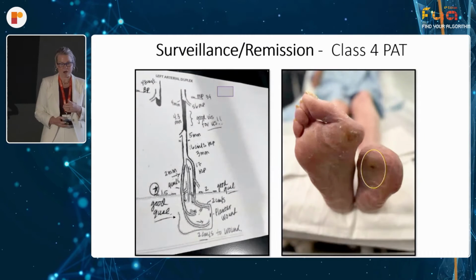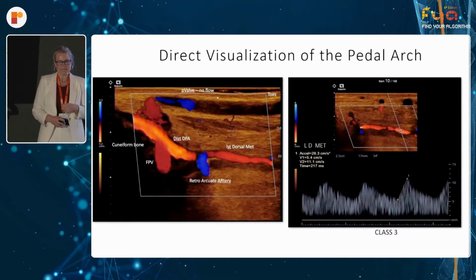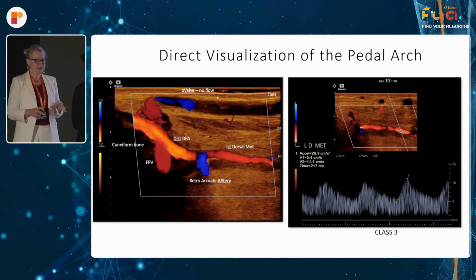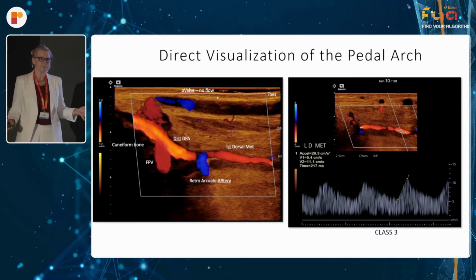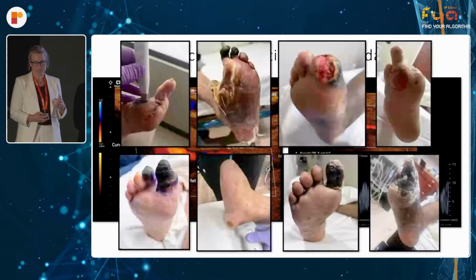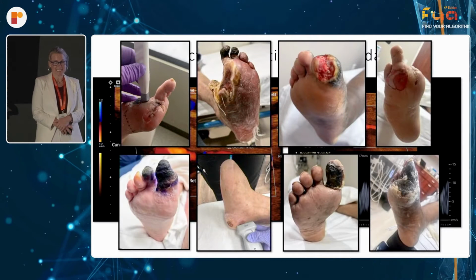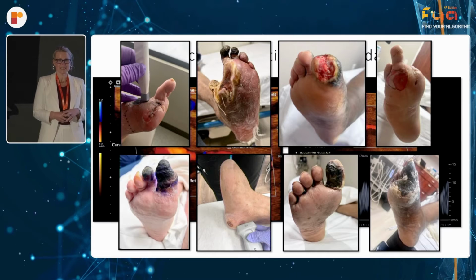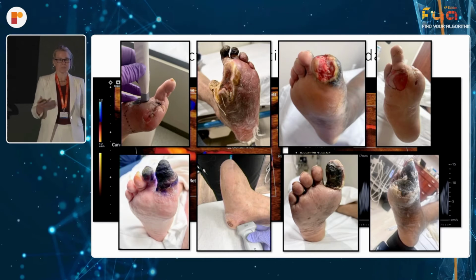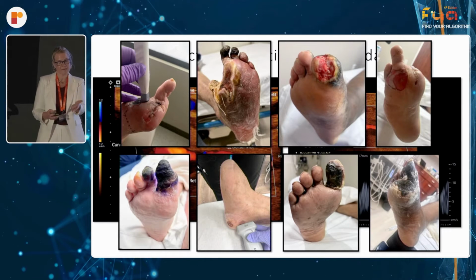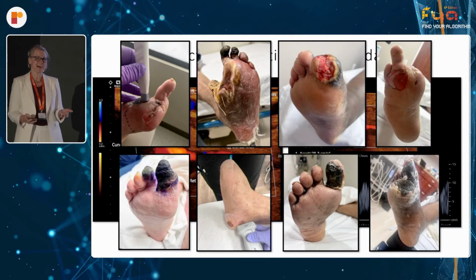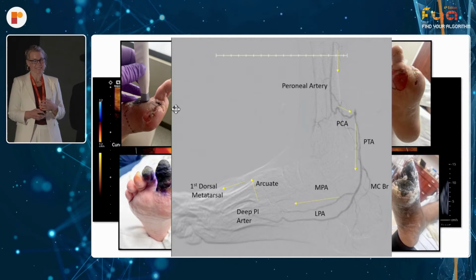It's quick, it's easy, and it's low cost. So this is direct interrogation of the pedal arch, and there is a method to this. It's very, very simple. So I encourage you to learn this technique and employ it into your practice. Even if the vascular scientists don't do it, physicians are learning all around the world, and patients need this. They deserve a higher level of scanning.